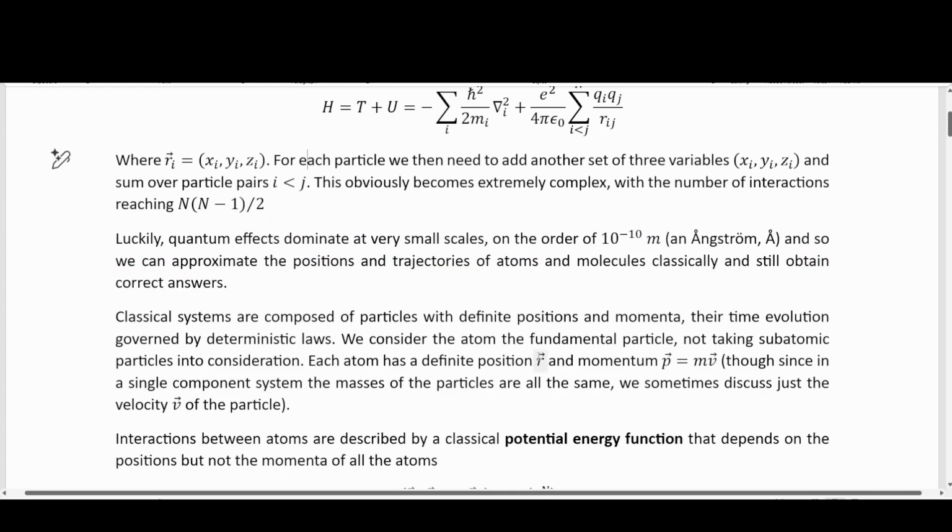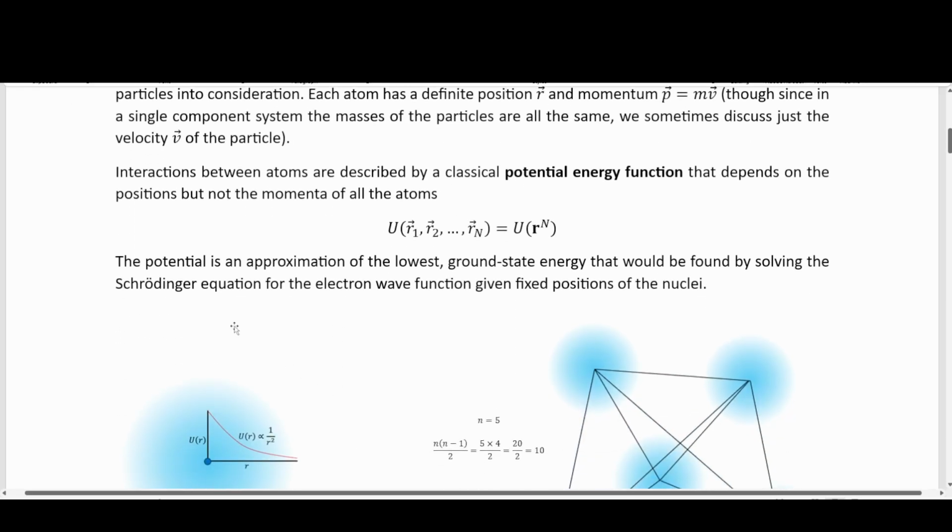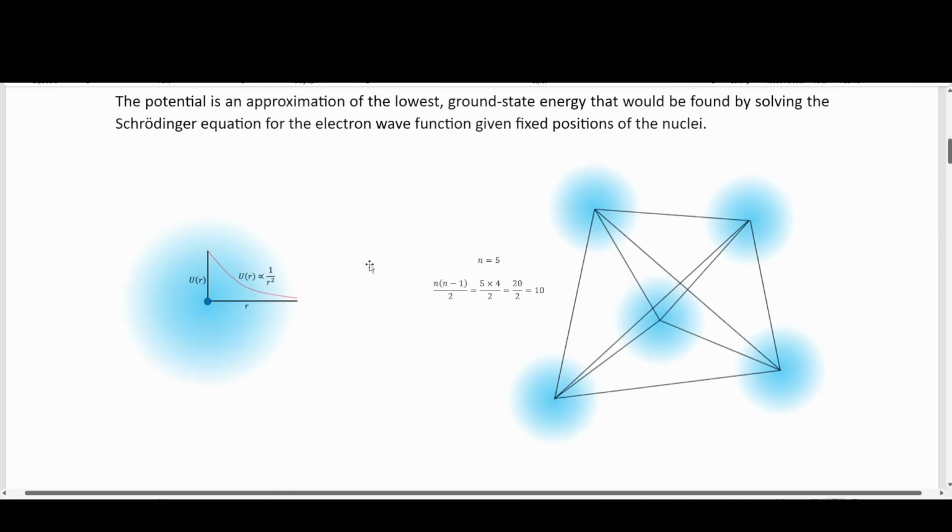Each atom has a definite position r and momentum, so we don't need to worry about Heisenberg uncertainty. Interactions between atoms are described by the potential energy function that depends on the positions but not the momenta of all the atoms. The potential is an approximation of the lowest ground state energy that would be found by solving the Schrödinger equation for the electron wave function given fixed positions of the nuclei. So we can think about it this way.